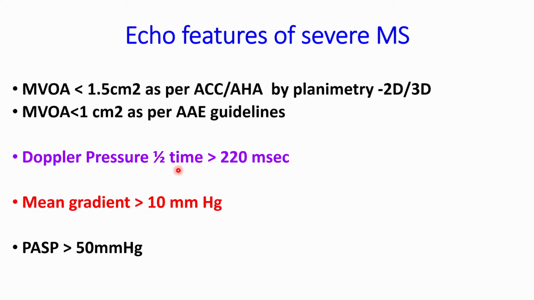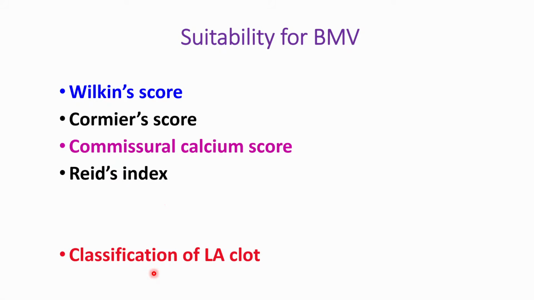Then Doppler pressure half time of more than 220 milliseconds is a criterion for severe MS, and mean gradient more than 10 with the heart rate controlled. And PASP of more than 50 millimeters of mercury are the criteria for calling it severe MS. So apart from that, we have to look for the suitability for balloon mitral valvotomy.